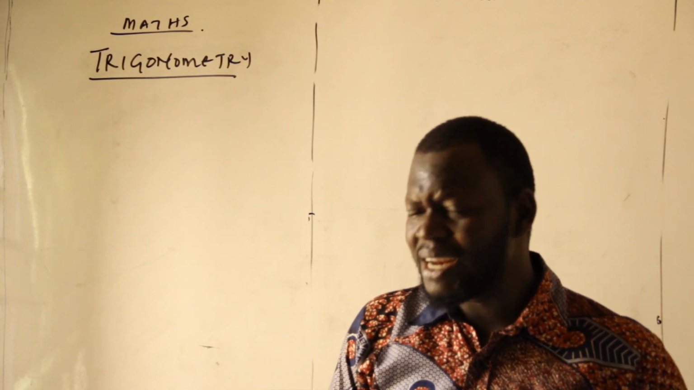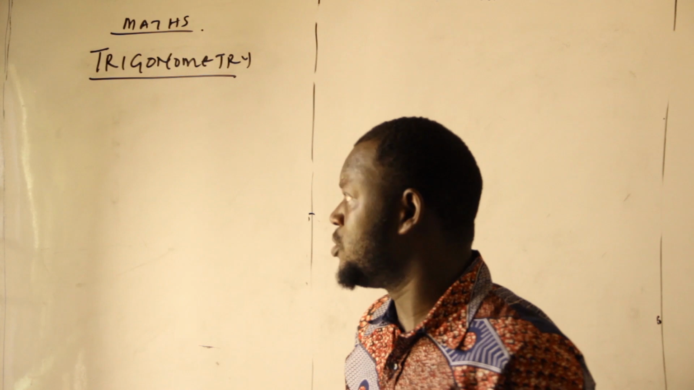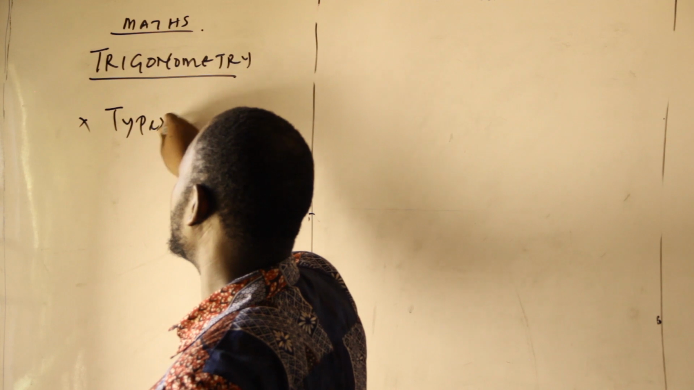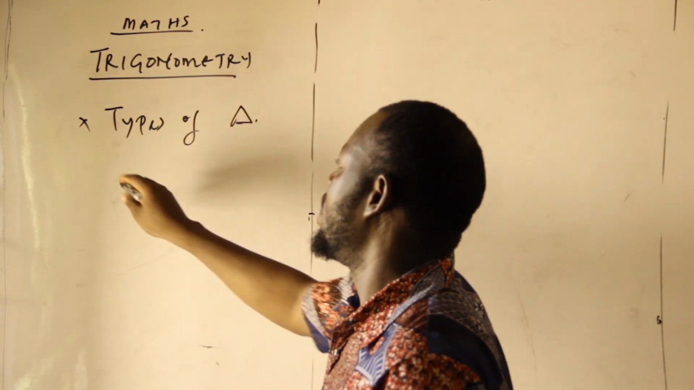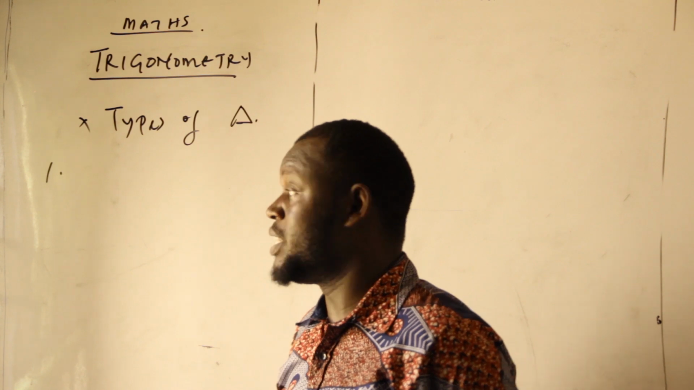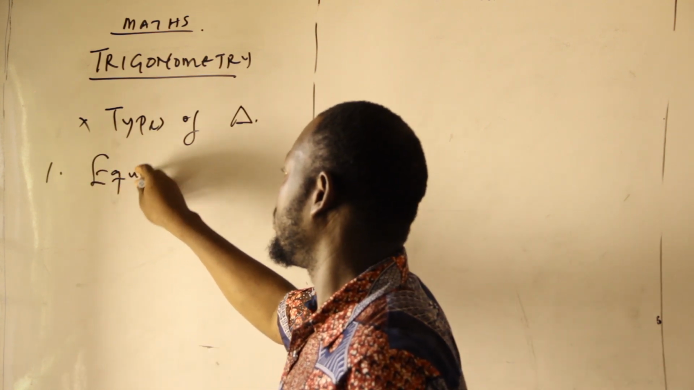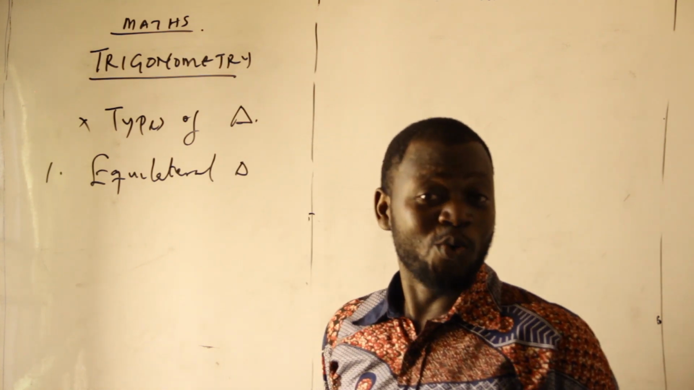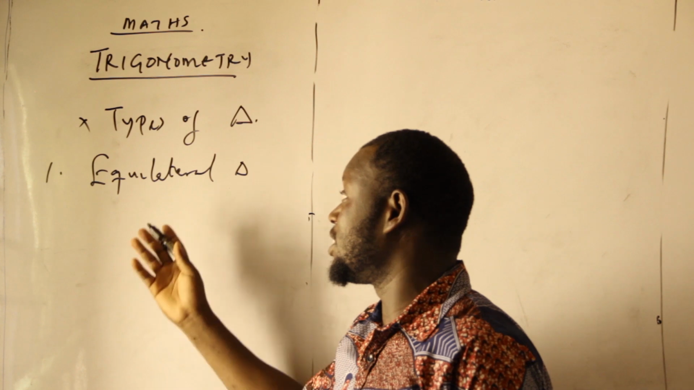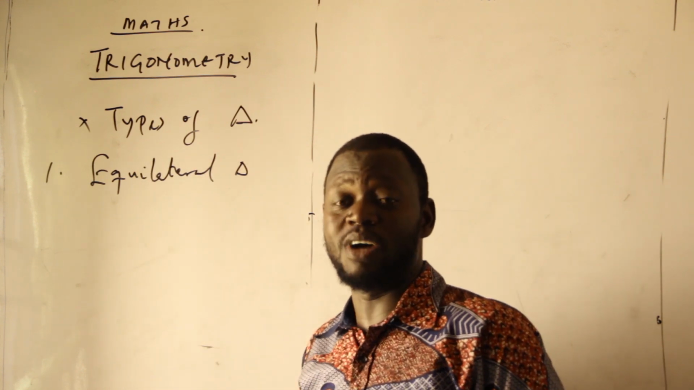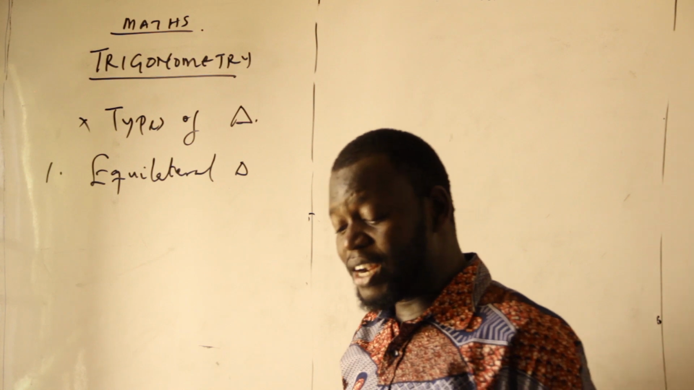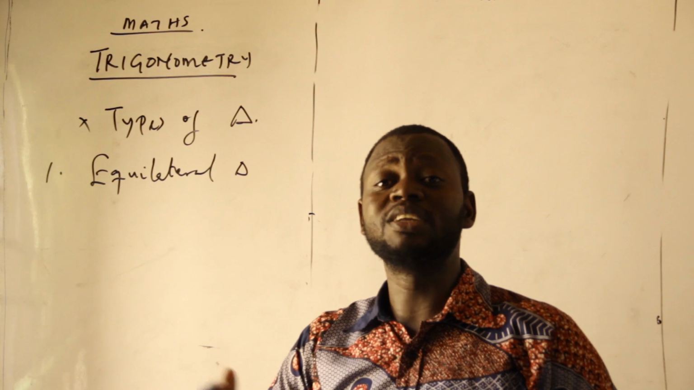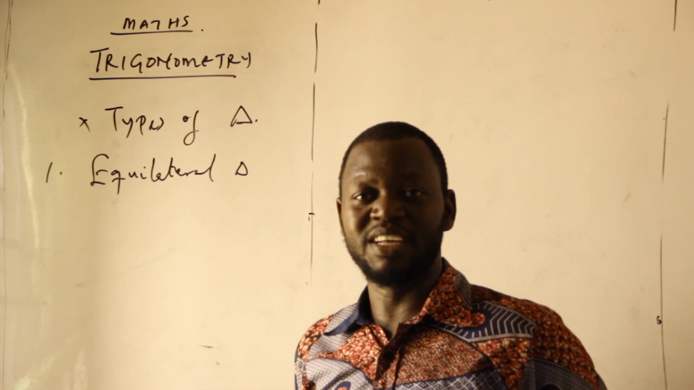But before that, how many types of triangles do we have? Let me quickly let you understand that. So we have, let's say, types of triangle. Number one, that is the most common, is equilateral. Equilateral triangle is a triangle that has all the sides equal. Of course, when all the sides are equal, all the angles will definitely be equal.